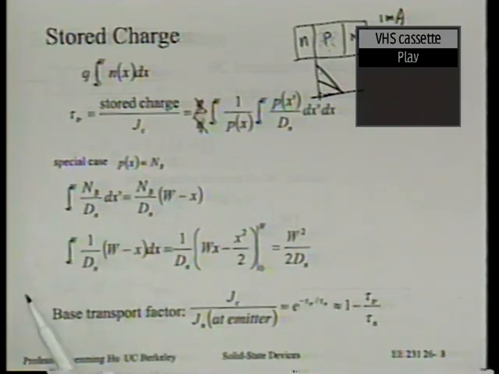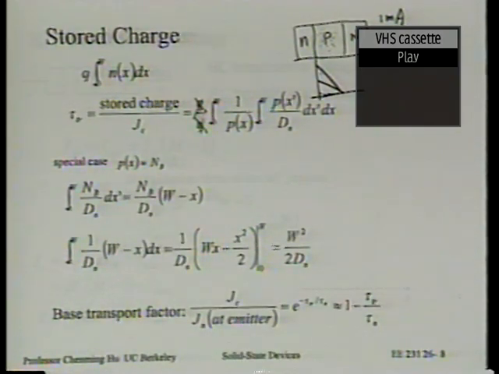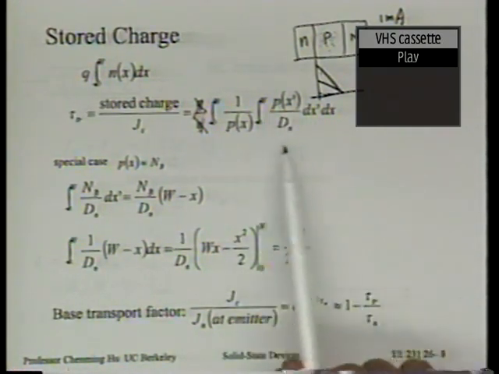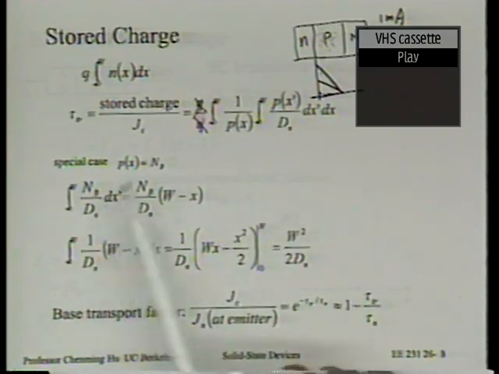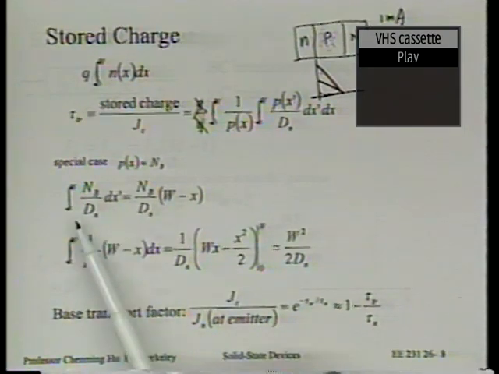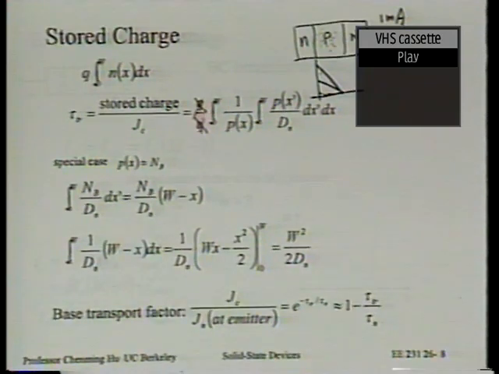We saw a special case earlier for the electron profile. Now let's look at a special case for the transit time, shall we? Again, we use constant base doping as the special case. So let's first do this integration, the first integral. This part: p is just the doping concentration, and we have dn/dx', from x to W. So you get the base doping over D_n times (W minus x).